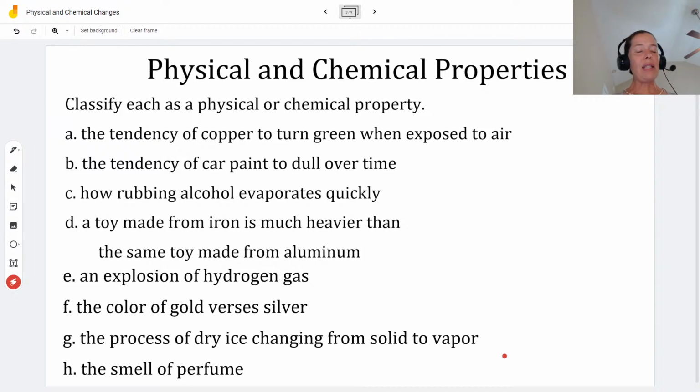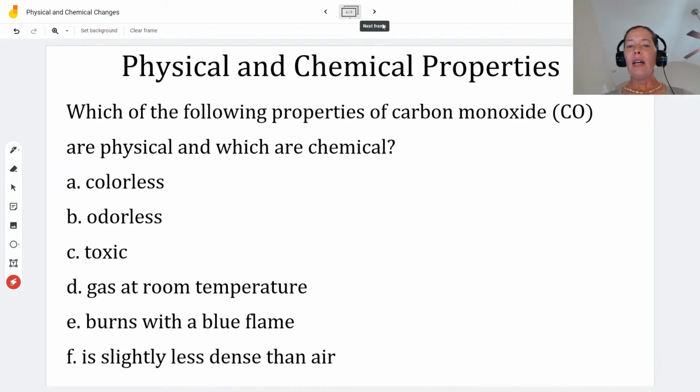So again, hopefully these are pretty easy and intuitive. You don't necessarily have to know what the chemical reaction is, but just to know, have we changed the substance or have we not changed the substance? Those are physical and chemical properties. Okay, next slide. So we're still on physical and chemical properties here.